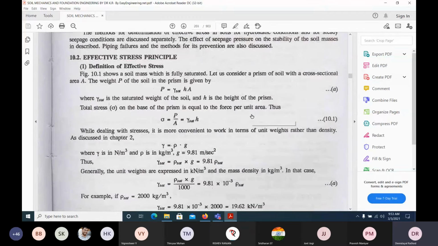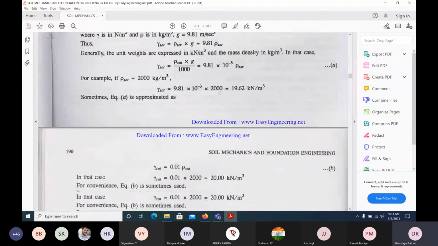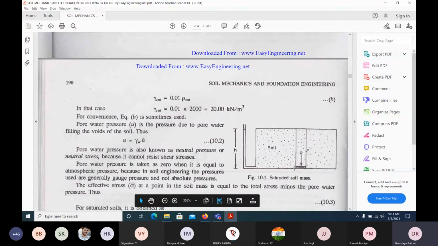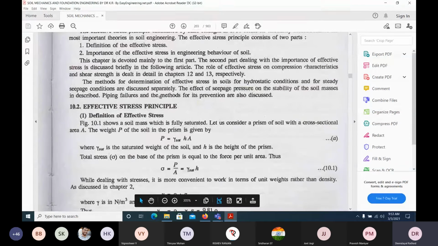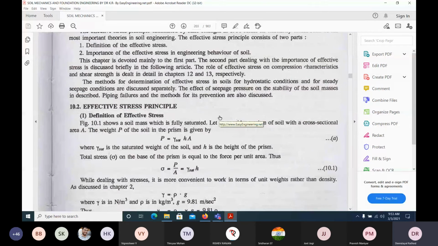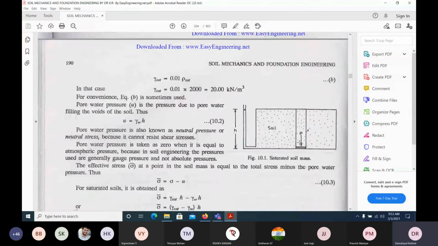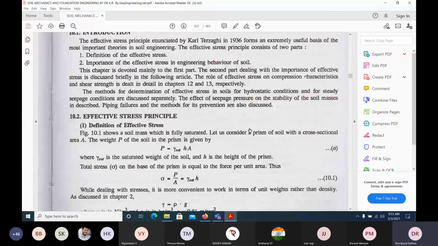So how can we find out the stress in soil which is fully saturated? Let us consider the prism cross section of area A. This is the area A cross section, we know that. How can you find out the weight P of the soil in the prism? How can we find out the weight there? Once we know this, area into height, is it not, multiplied by the unit weight?